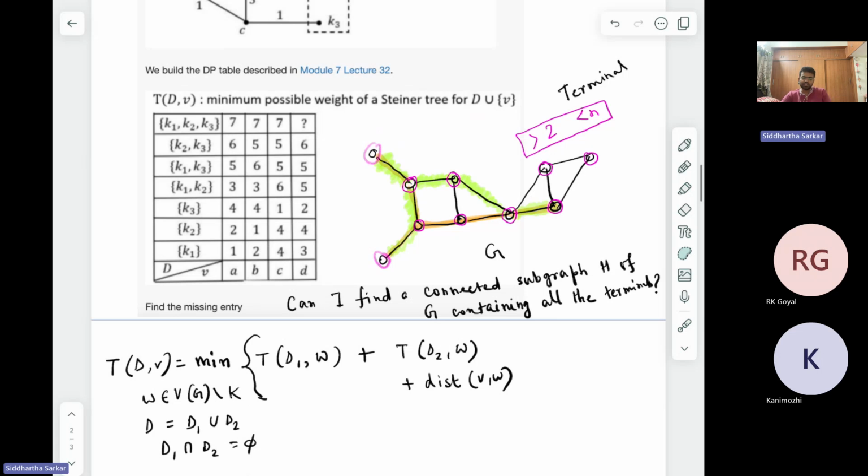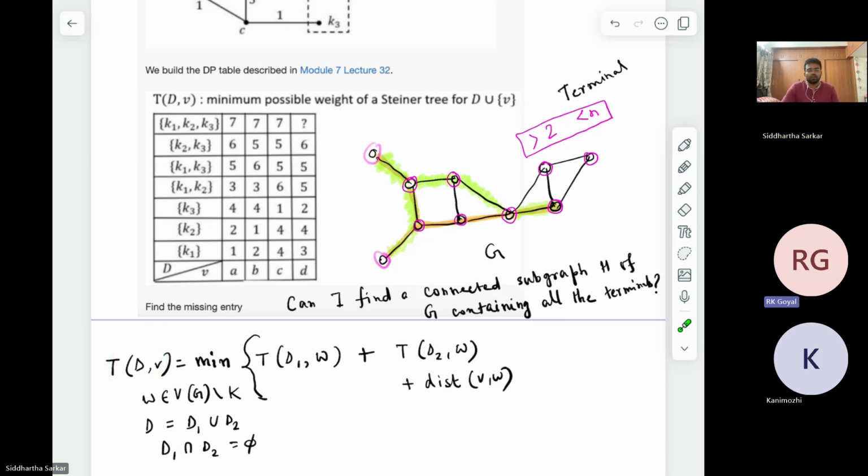So with these three things, now you have so many subproblems. The minimum among them is going to give you the minimum weight Steiner tree. That is guaranteed because you have not left anything out. You have enumerated all possibilities for computing T of D comma V.